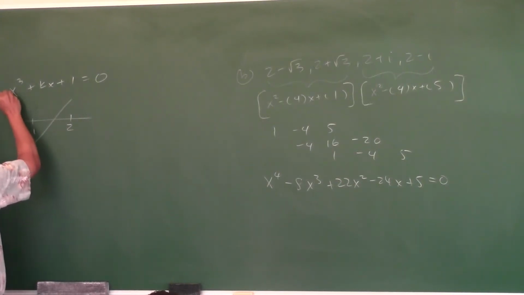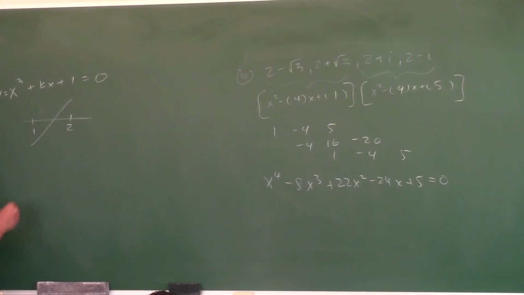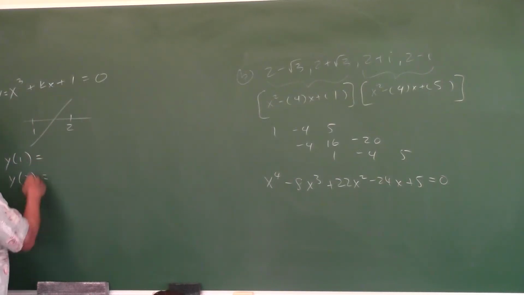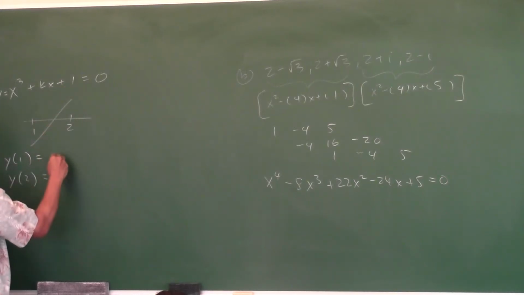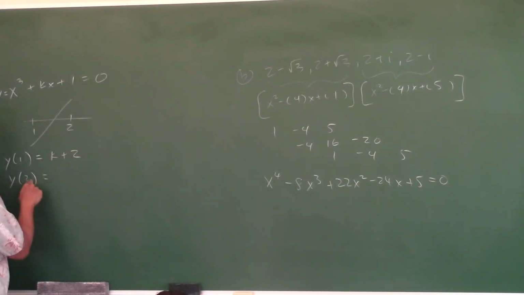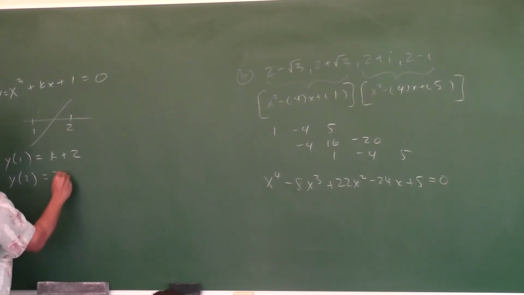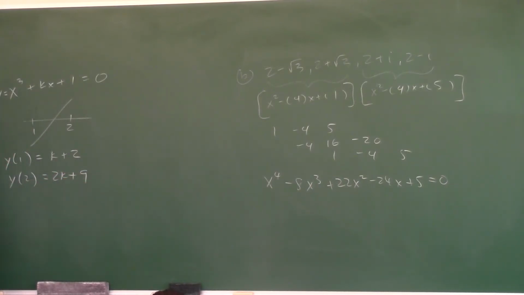What did we do? We thought of this as a graph, y equals, remember? And then we computed y of 1 and y of 2, right? Okay, what is y of 1? Plug in 1, and what do you get for a y coordinate? Plug in 1 for x, and you get k plus 2. Now plug in 2 for x. That's a little harder, Mr. Park. 8 plus 2k plus 1, come on. 8 plus 1, can I use my calculator? 2k plus 9. We cannot even plug in 1 and 2?